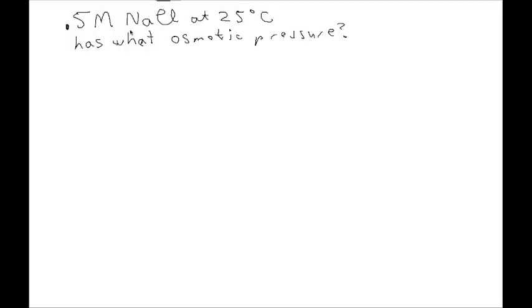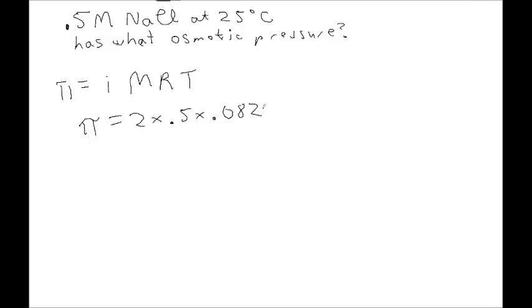Well, osmotic pressure, pi, is equal to iMRT. We have i, which is equal to 2, M, which is equal to 0.5 molarity. R is equal to 0.082 liters atmosphere per mole Kelvin, and temperature is in Kelvin, but since we have degrees, it's 25 plus 273.15, which is equal to 298.15. And then just multiply that, so 2 times 0.5 times 0.082 times 298.15. Osmotic pressure is equal to 24.45 atmospheres.